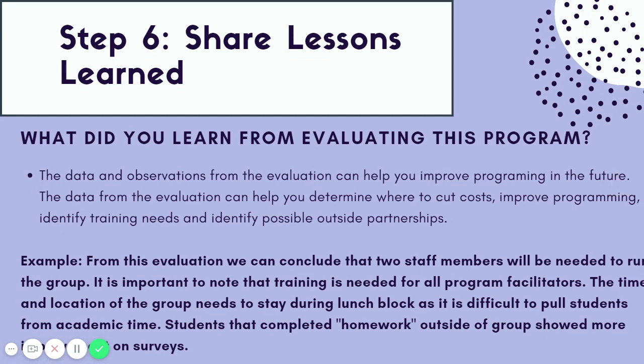Anytime you do a program evaluation, you're going to learn and you're going to see a lot of things from the data. So step 6 is basically asking, what did you learn from evaluating this program? Here you're going to have data that can show you how you can improve this program in the future. If something's successful, you can still find data to help make it even more successful. Or if something did not quite hit the targets that you were hoping for, how can you use the data to improve your program in the future?